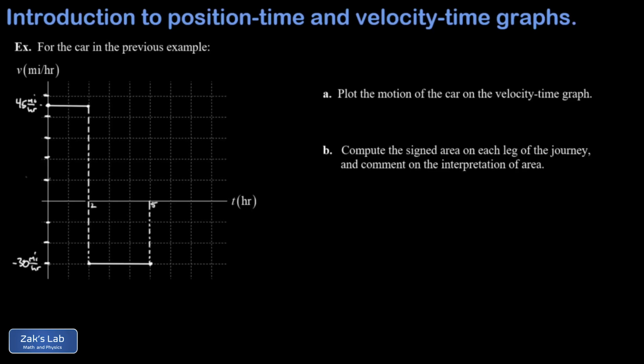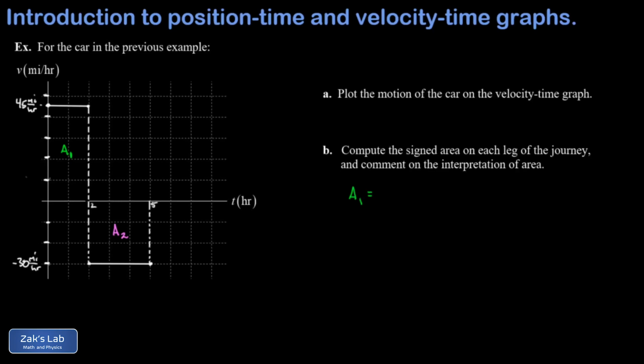Next, we're asked to interpret the signed area bounded by the graph. In other words, the area bounded with respect to the t-axis, where it's considered negative if the function is below the axis and positive if it's above. All right, these areas are just rectangles, and I'll just label them as A1 and A2 for the different parts of the journey. And then we'll calculate the area A1.